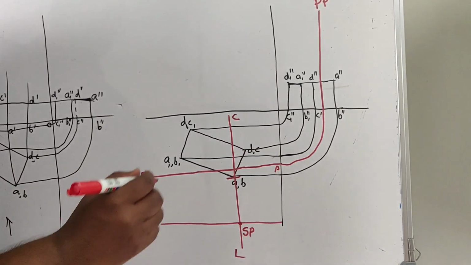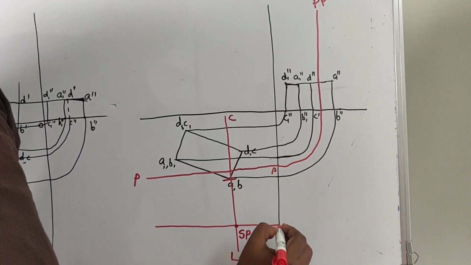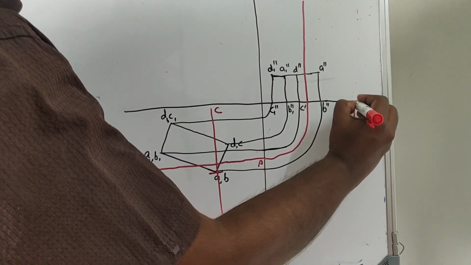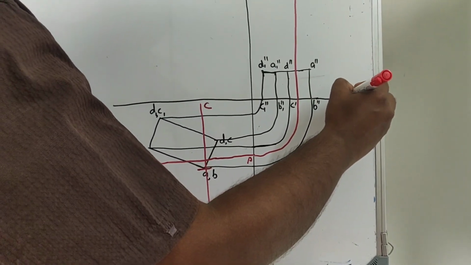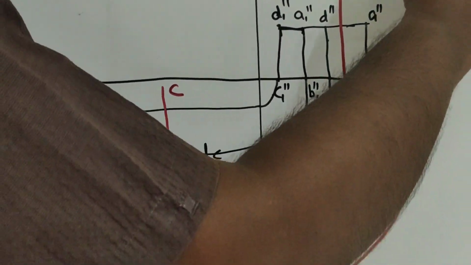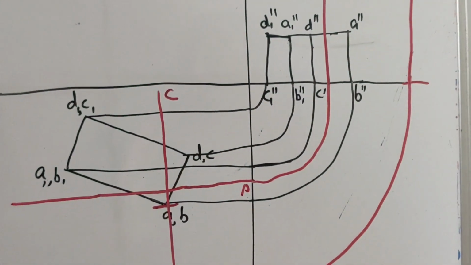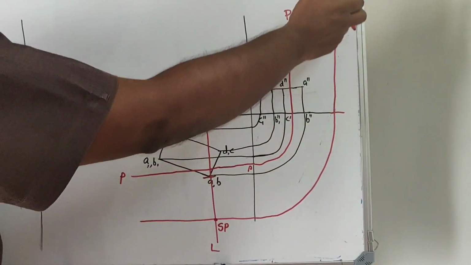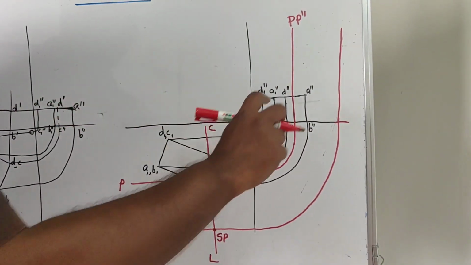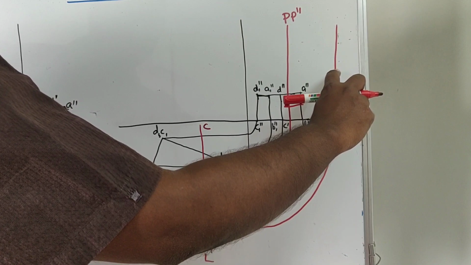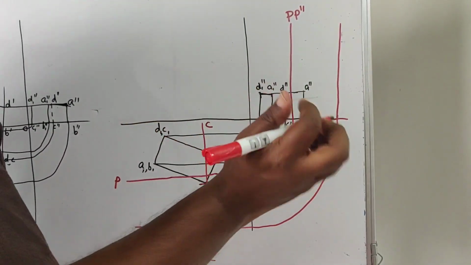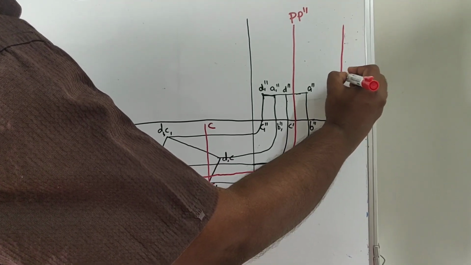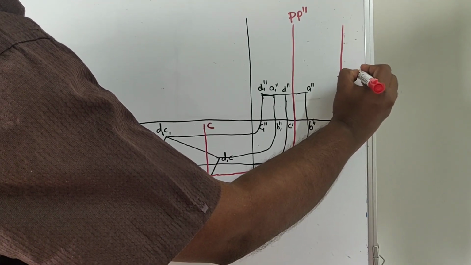Now we need the side view of the station point. For that, you can transfer this station point towards here, just like what we have done in the previous video. So here you will have the station point along this. The side view of the station point should be somewhere here. In the question it is given that it is 50 mm above the ground line. So you can measure 50 from here and you can mark this as SP double dash.